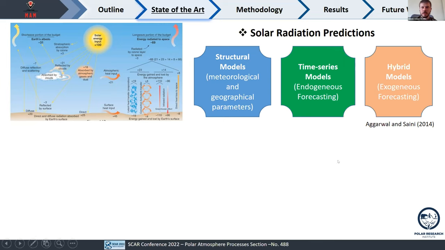Therefore, in the literature, there is a really incremental effort on prediction models, which can be combined under three main titles. The structural models are mostly based on the meteorological and geographical parameters that we have at present. There are also time series models, which are mostly based on historical data; this is endogenous forecasting, for instance. And hybrid models, as the name implies, combine all data, including additional variables like air pollution data, for instance.